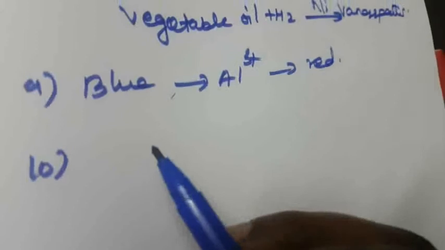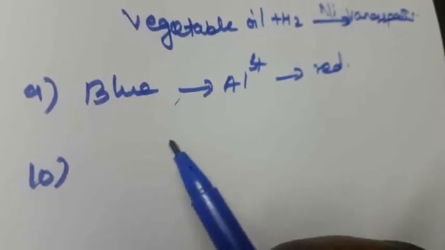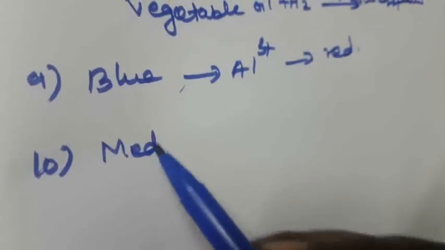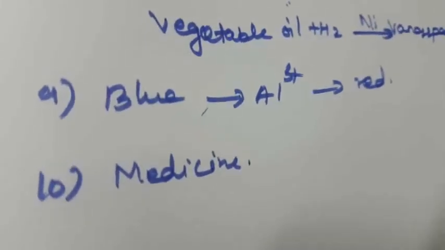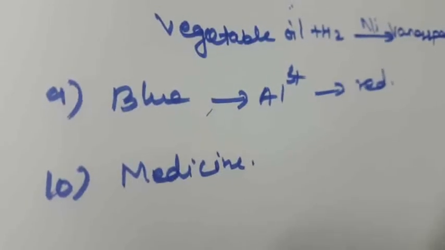Next one is that most drugs cause adsorption on the body tissues. So in medicine, drugs are adsorbed on the surface of the body tissues. And another one is concentration of ores and minerals.